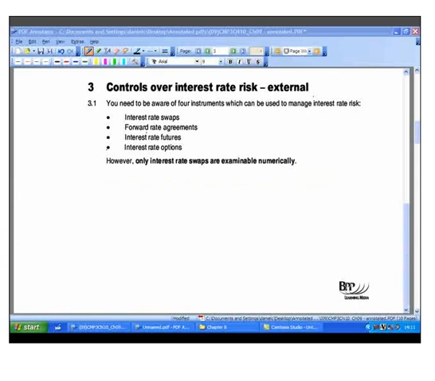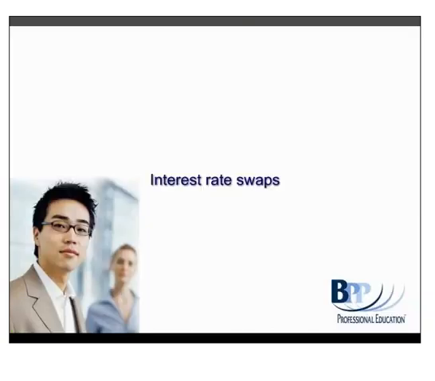So let's have a look at what an interest rate swap is. It's probably easiest to explain the way it would work. Let's say you have two companies, company X and company Y. Company X takes out fixed rate borrowing, and company Y takes out floating rate borrowing.